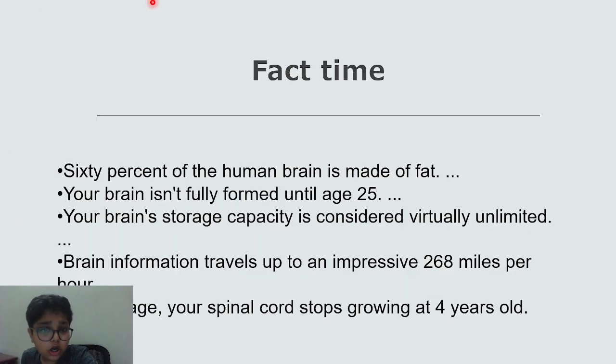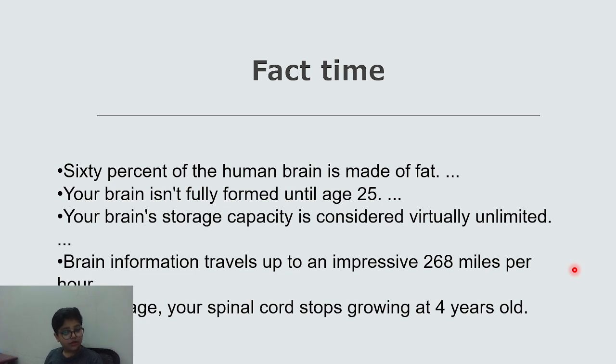Got it? So now it's time for the facts. My favorite part, the fact time. So 60% of the human brain is made up of fat. The 60% of the brain that we have here, the mastermind, is fat. Second point, your brain isn't fully formed until 25 years. Now you will think, what? We have a half brain? Yes, your brain isn't fully formed until the age of 25 years.